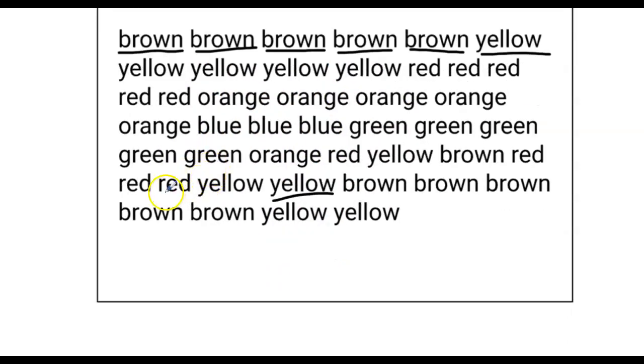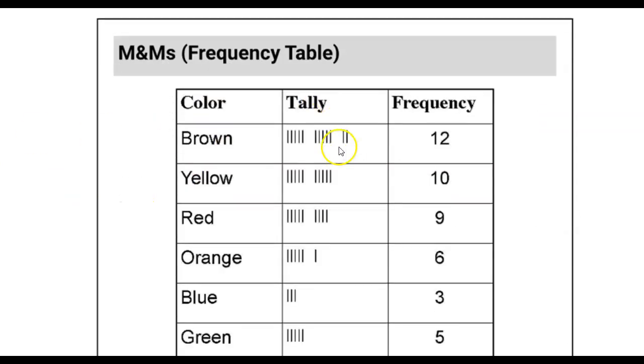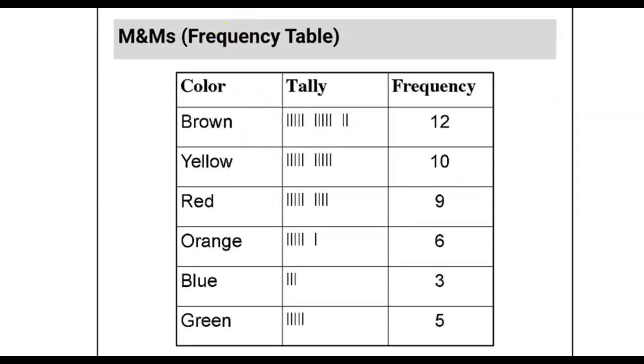What we can do now is take this data and put them into a frequency table. And the frequency table, again, frequency is just short for how often. So how many brown M&Ms came up? There were 5, 10, 11, 12.